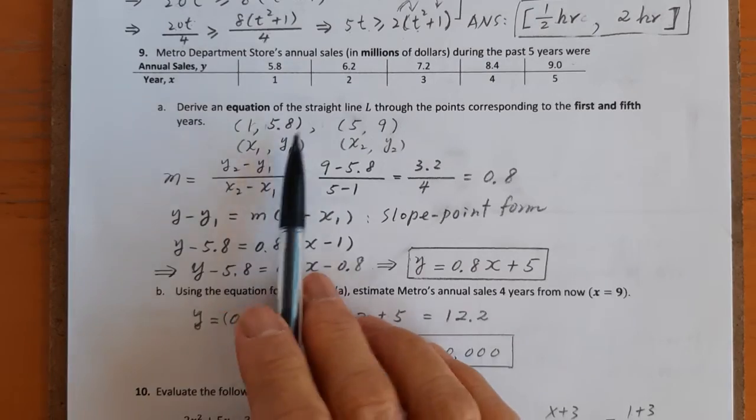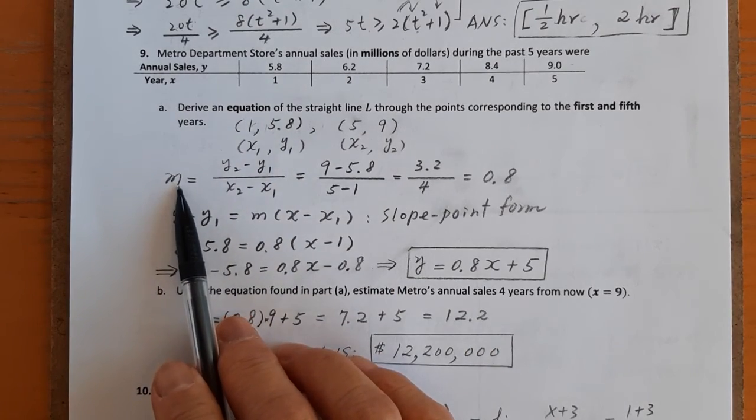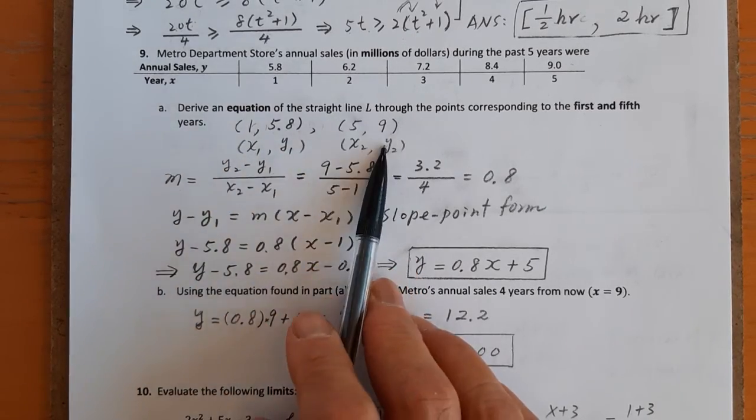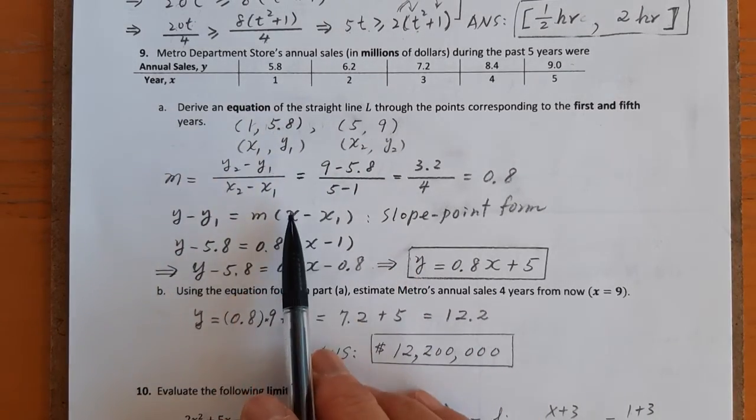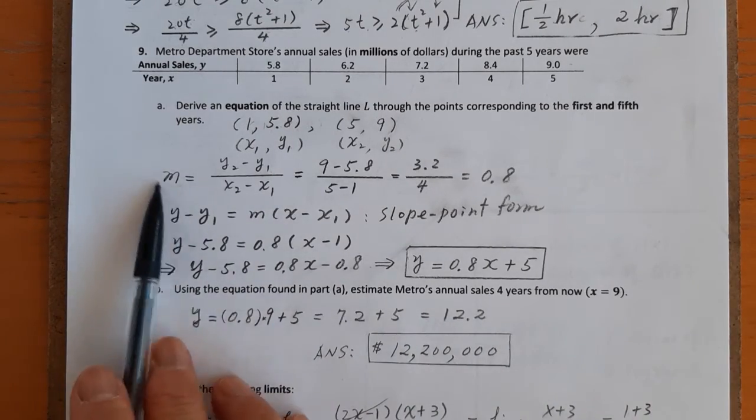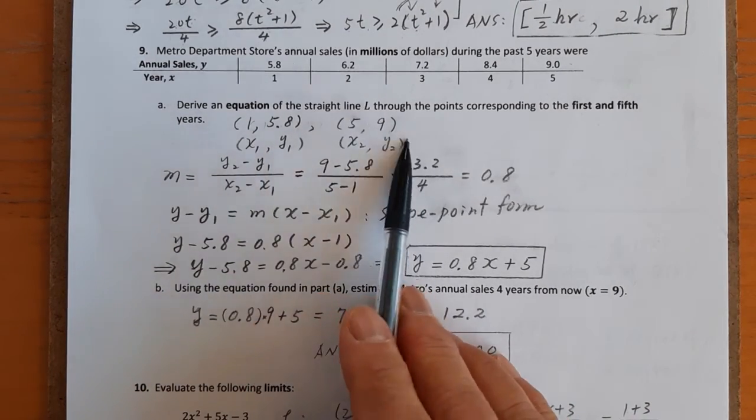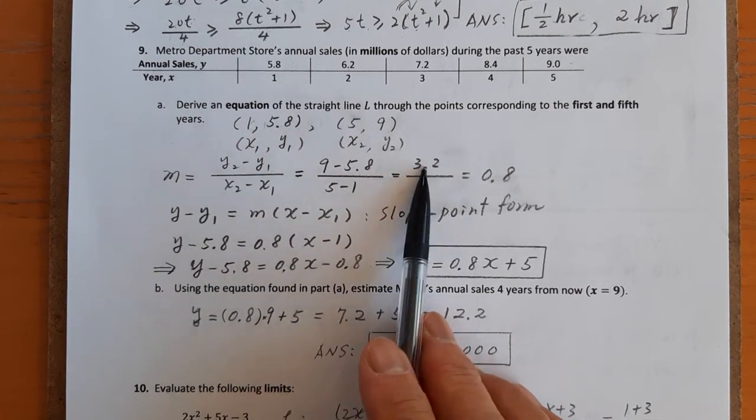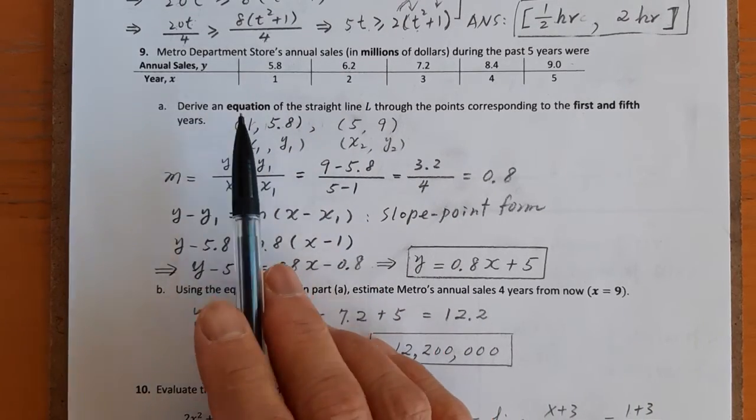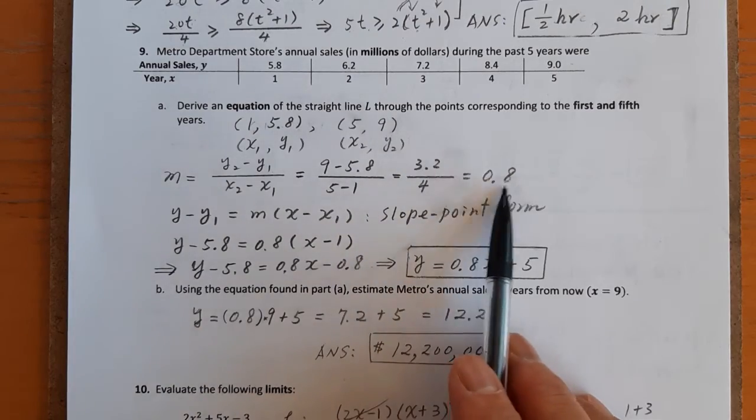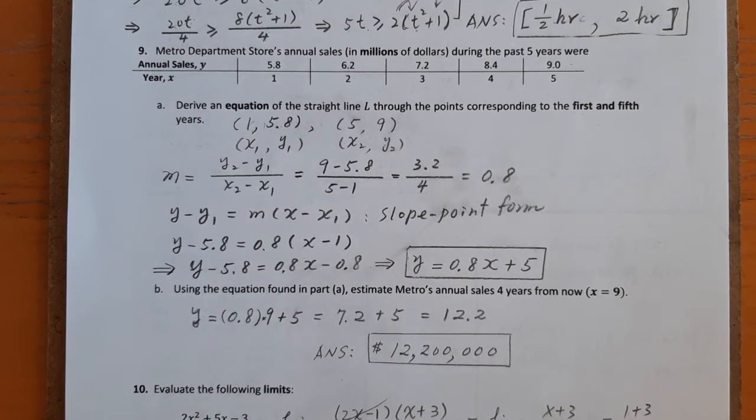So, first of all, use the slope formula. The slope formula is y minus y over x minus x. So y1 minus y2, or you can do y2 minus y1 over x2 minus x1. Either way, it's the same slope. Now this time I try y2 minus y1. 9 minus 5.8 gets 3.2. 5 minus 1, x2 minus x1, gets 4. Divided is 0.8. That's the slope.